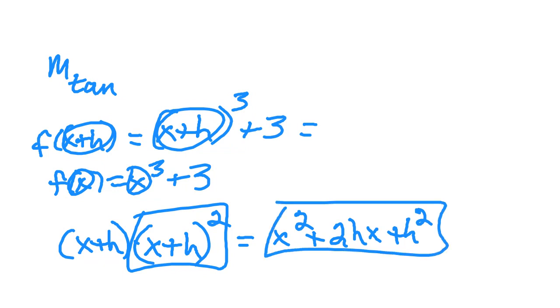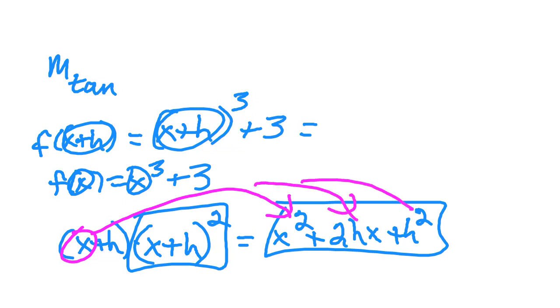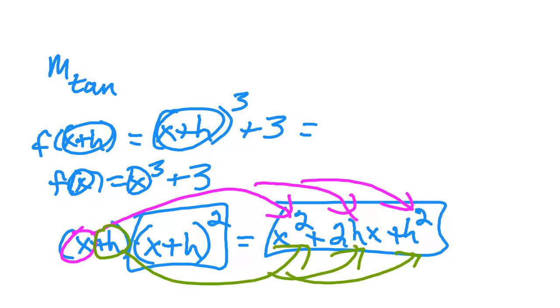So really what I'm going to do here is take x times each part, and then I'm going to take plus h times each part. So I'm just going to use the distributive law twice. Really, that's what the FOIL method is, using the distributive law twice. Well, that's what I'm going to do here too when I'm taking x plus h times this trinomial.